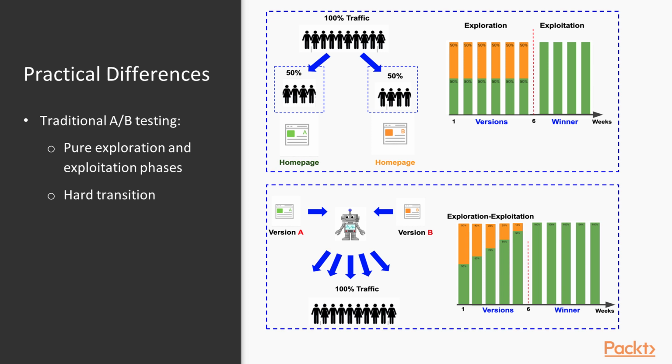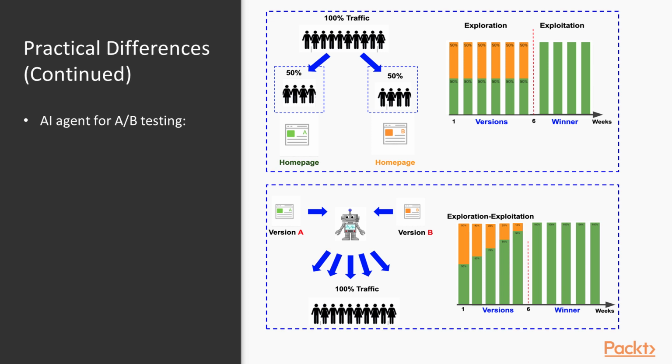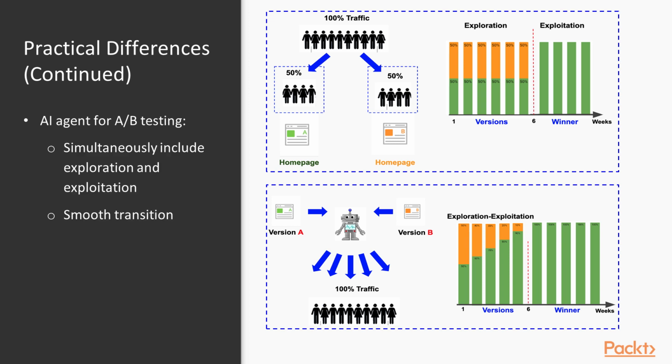Contrasting the aspects of the traditional method, we have the AI agent for A/B testing. We can conclude that 1. It simultaneously includes exploration and exploitation phases. 2. Smooth transition. And 3. Increased conversion by displaying superior web page versions more often. Pretty neat this idea, doesn't it?